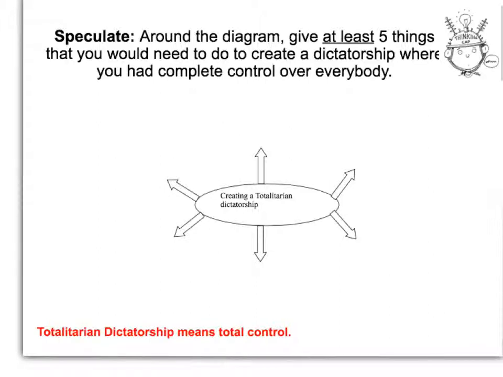This then is the first lesson of Booklet 4, looking at the establishment of the Nazi totalitarian dictatorship. So around the diagram in your book, give at least 5 things that you would think needed to be done if you wish to create a total dictatorship where you had totalitarian control over everybody. What would you need to do?